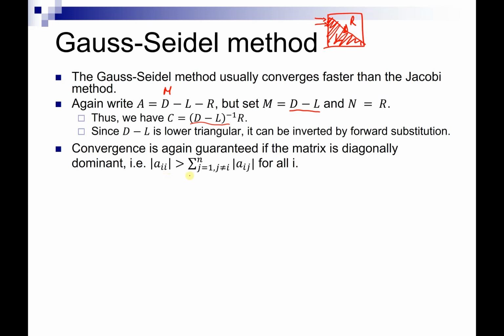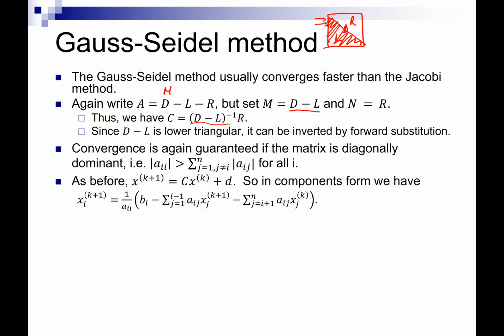So the diagonal elements are larger than the sums of all the other elements. And also we have that x of k plus 1 is again equal to C times x of k plus d. Now we actually want to figure out all the components of x of k plus 1, so we want to write this in component form. By doing some operations similar to the Jacobi method, you can show that the ith component of x of k plus 1 is equal to this thing over here.